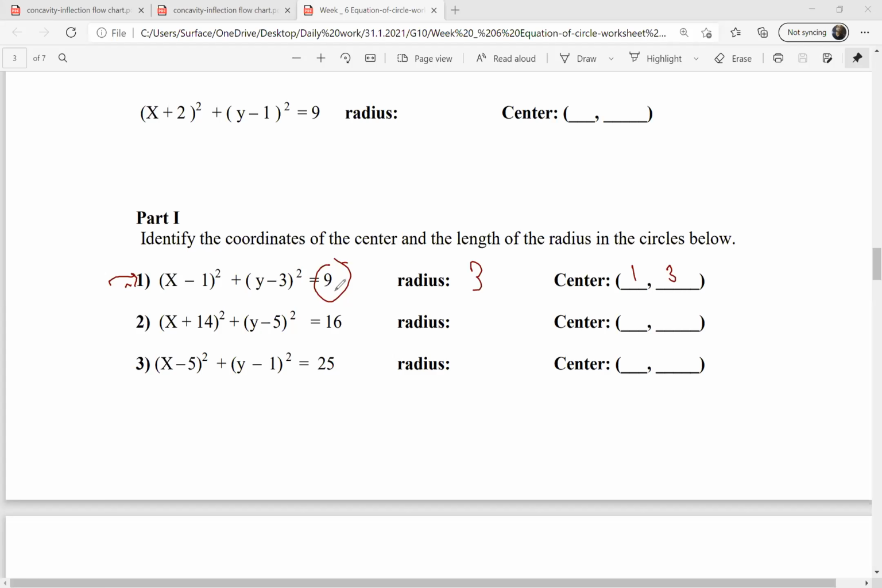This fifth question. You don't know how to solve the question and don't know what we are doing. Number 2. Who can solve? Number 2, Ibtihal. Mister, the center will be negative 14 and 5, and the radius is 4. Say it nicely. The radius will be 5. And the center? The center is 5 and 1. Okay.